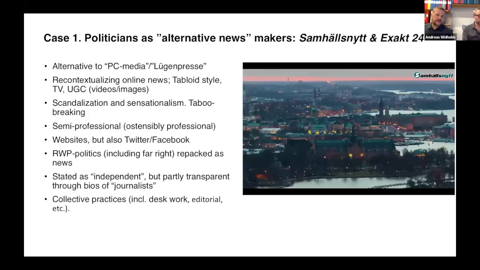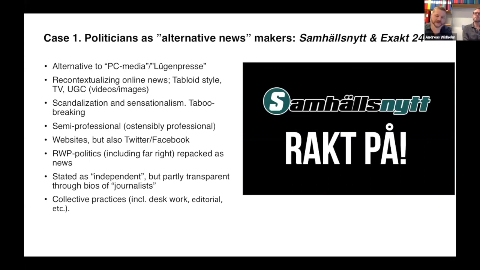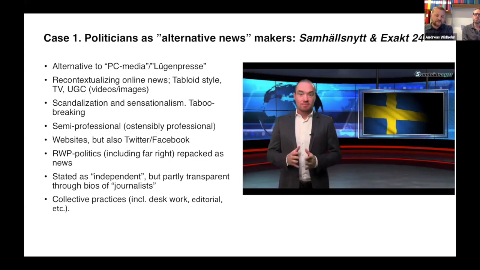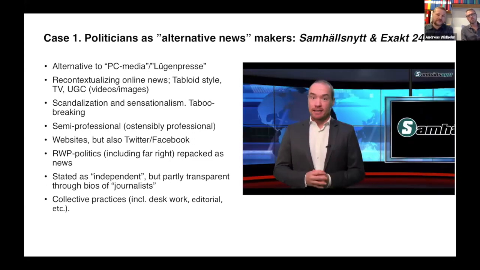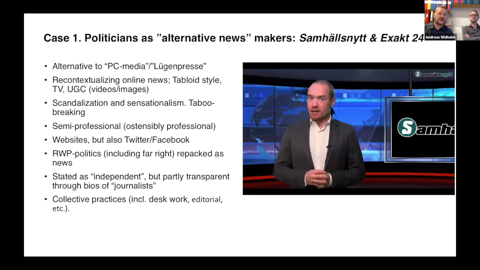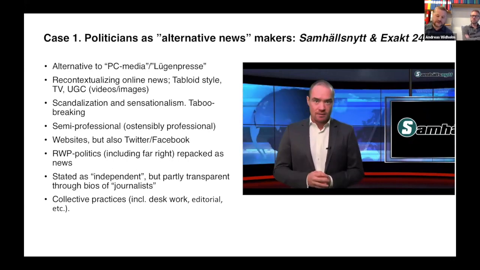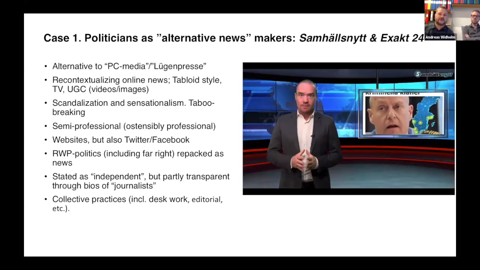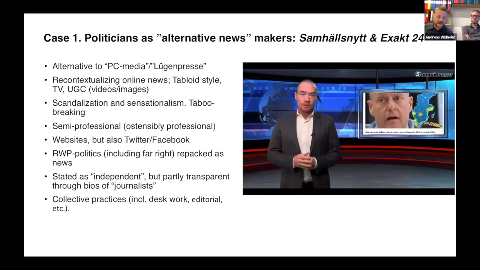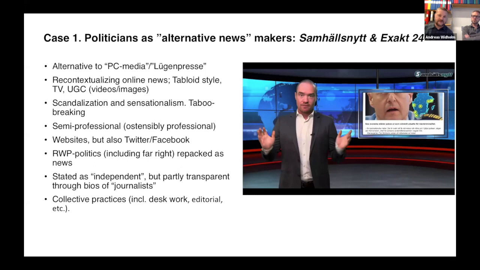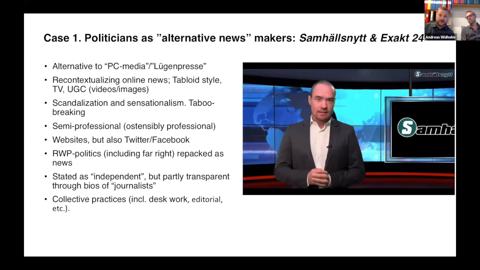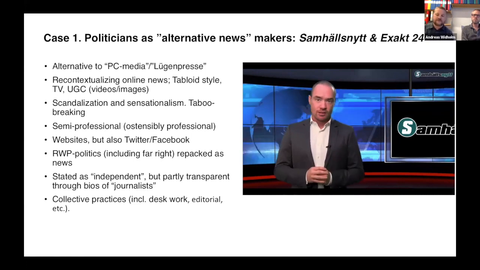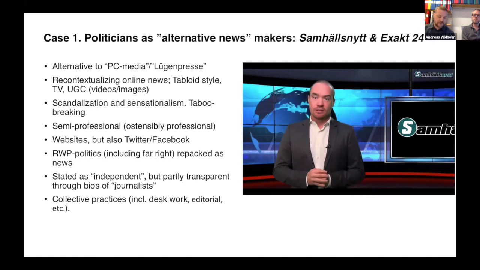Yes, and moving along to the first case. The first case features 2 alternative news sites called Samhällsnytt and Exakt 24. They are run by former members of parliament, including high-position politicians from the right-wing populist party, the Sweden Democrats. But here they have transformed into news reporters, journalists, and publishers, as we can see here in the images displayed. While no longer active politicians at the national level, one of the MPs, the one that we see here, financed the predecessor to one of these outlets when he served as the spokesperson on legal policies in the parliament.